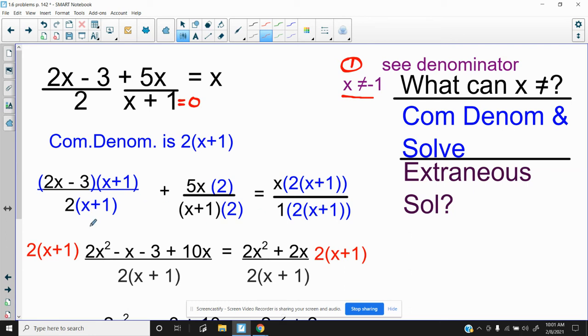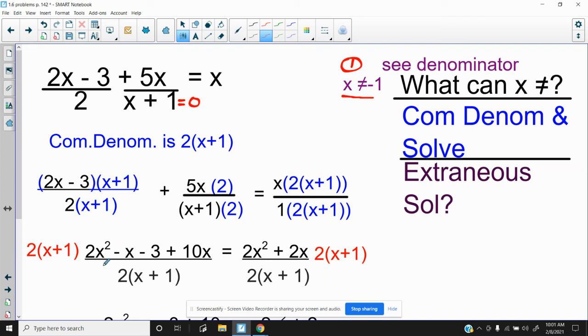So we end up getting, if we multiply this out here, 2x squared minus 3x, minus 3x plus 2x minus 3, and that combines to this part down here, plus 10x equals 2x plus 1, or plus 2 times x, or 2x squared plus 2x.